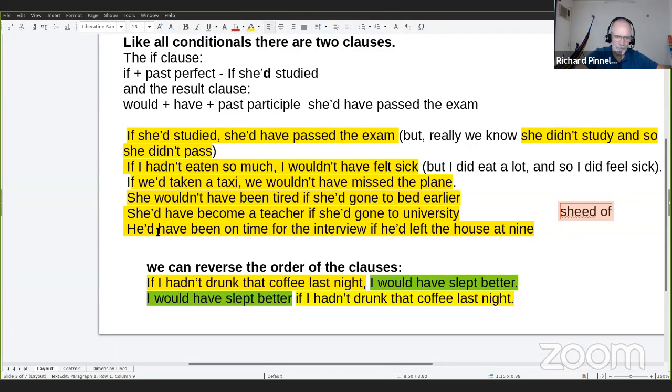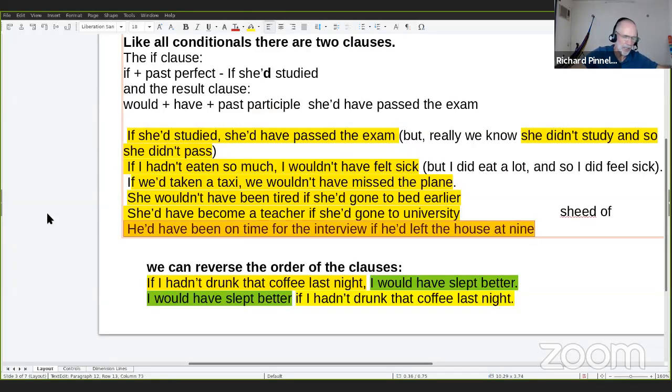Very good. He'd have been on time for the interview if he'd left the house at 9. He would have been on time for the interview if he had left the house. Yeah, very good, but you're not using the contractions. Okay, I mean, you don't have to use the contractions, but if you want to sound more like a native, then you should use the contractions. So very good. Let's continue.